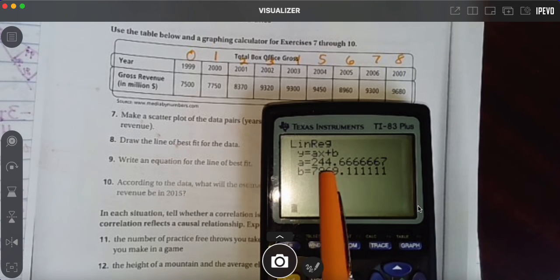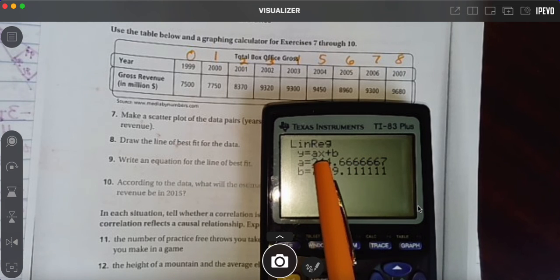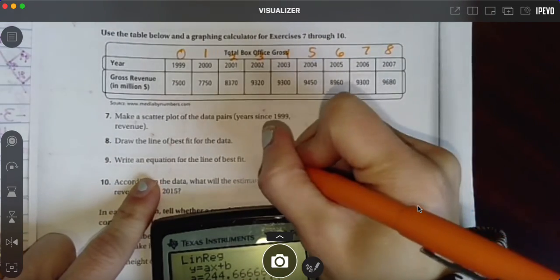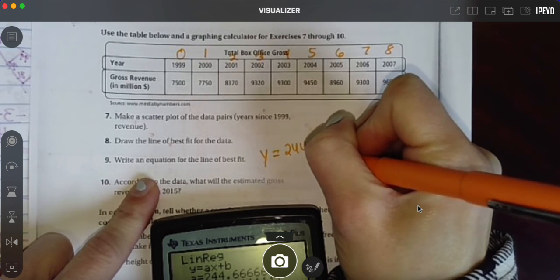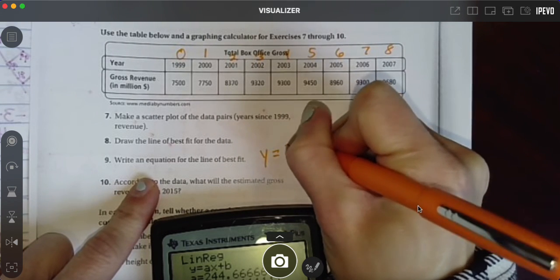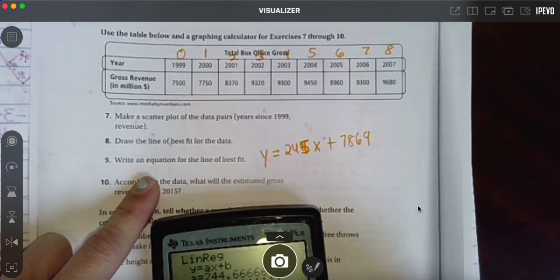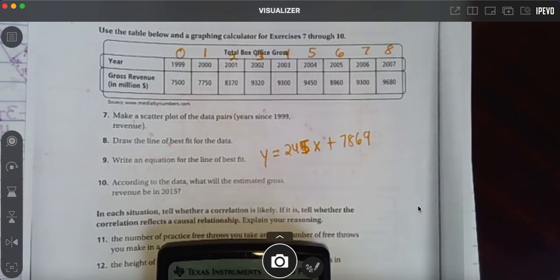Y equals mx plus b. So that's your m. It tells you right here. That's your mx plus b. Okay, so let's write it down. I'm going to write my equation. Y equals 244, or you could have put 245. Actually, I'm going to put 245 because that's bothering me. X plus 7869.